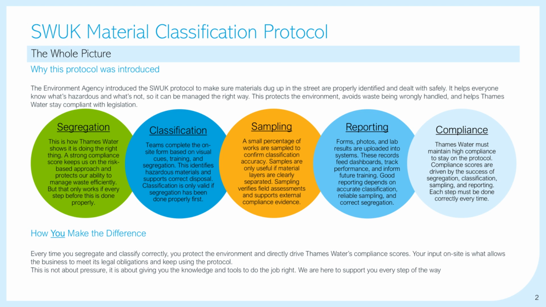Poor compliance could force us back to WM3, which would cost the business over £100 million and risk shutting operations down entirely. This slide shows how the whole process fits together, and you, the dig team, are right at the centre of it. Every time you segregate and classify correctly, you protect the environment and directly drive Thames Water's compliance score. This is not about pressure, it is about giving you the tools and knowledge to do your job properly. We are here to support you every step of the way.